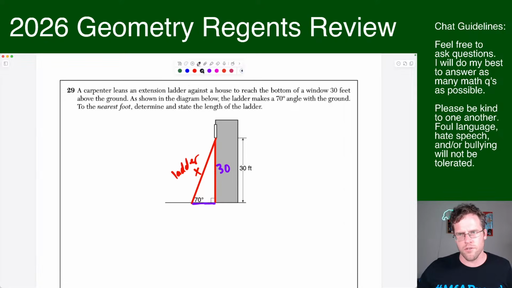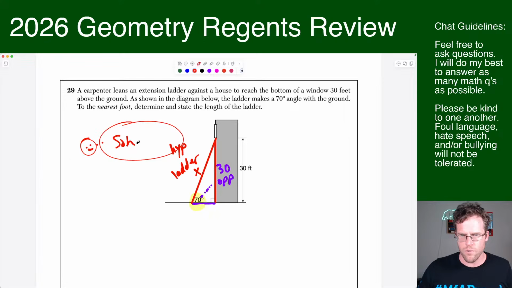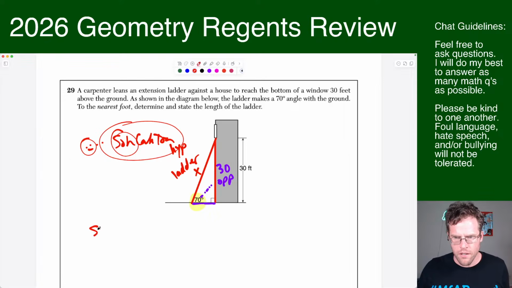This is a classic. If we have a 70-degree angle over here, this side here is opposite, and the ladder would be the hypotenuse. When you hear opposite and hypotenuse, think SOHCAHTOA: you should be thinking of the sine function. So we say sine of the angle equals 30 over x.